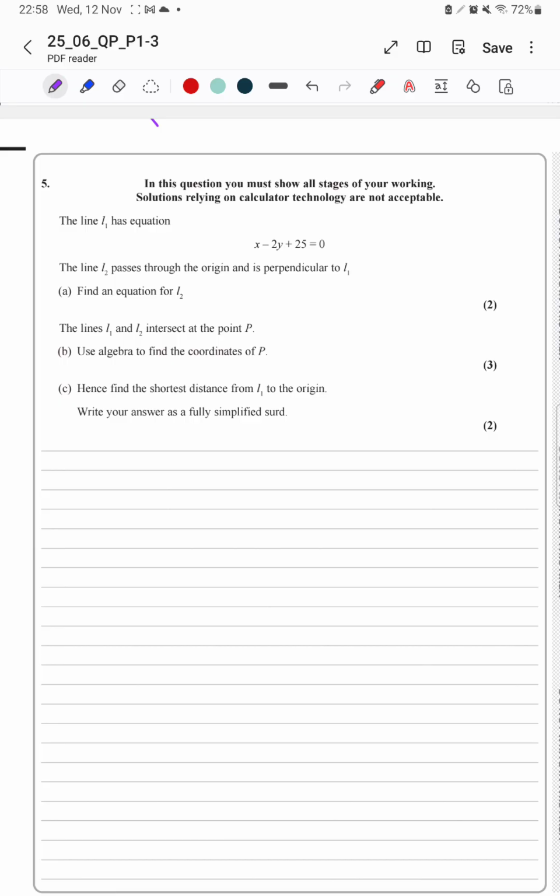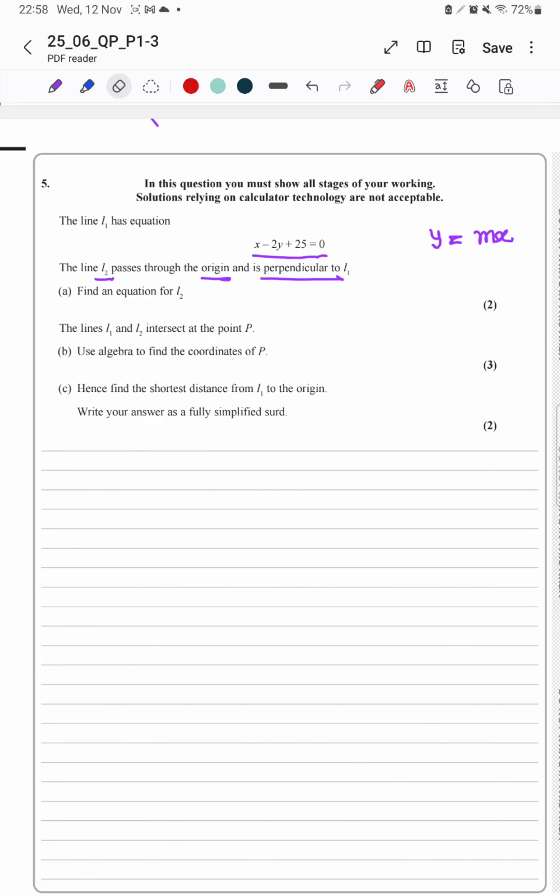So here the question is, the line L1 has an equation x minus 2y plus 25 is equal to 0. There is another line L2 which is passing through the origin and it is perpendicular to L1. Now when the equations are passing through origin, their equations are always given like y is equal to mx. This is an important point. So here the equation for the line L2 will be y equal to mx, where m is the gradient of this line.